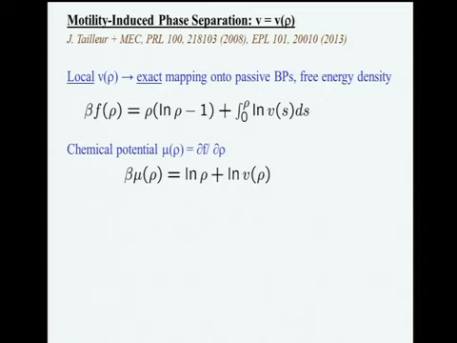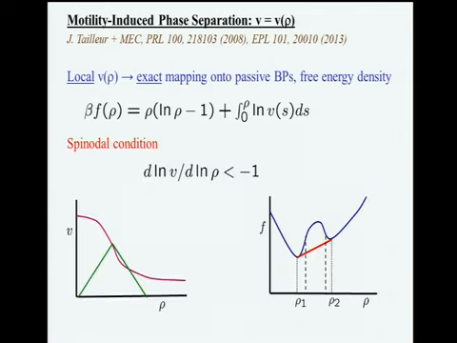So the log rho is like an ideal gas chemical potential, and I've got a log V of rho, which is telling me again that particles will go where V is small. That's the way it feeds through the chemical potential. So again, I'm not going to show you the mapping, but it gives you that result explicitly. So then you can have a spinodal condition on this free energy here.